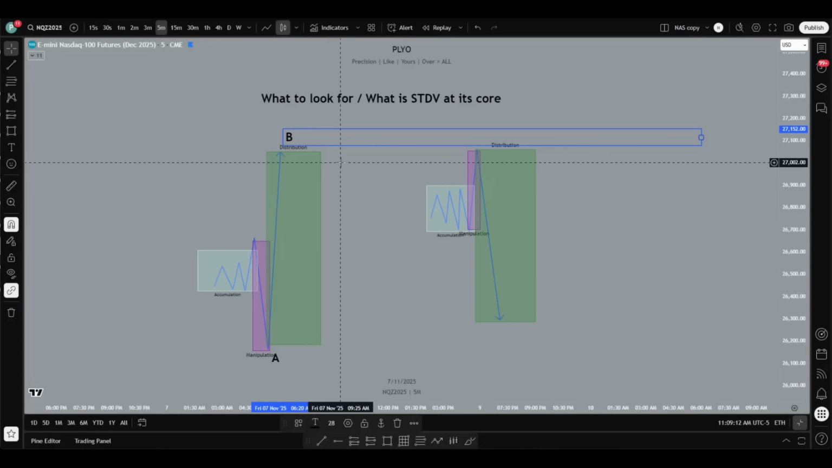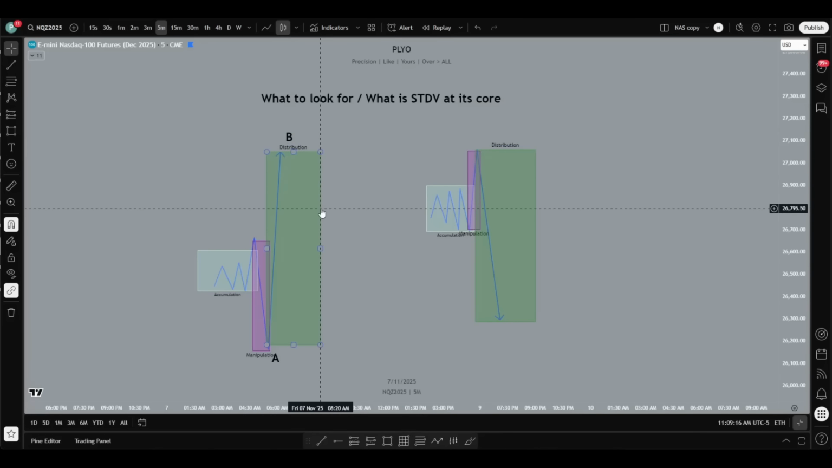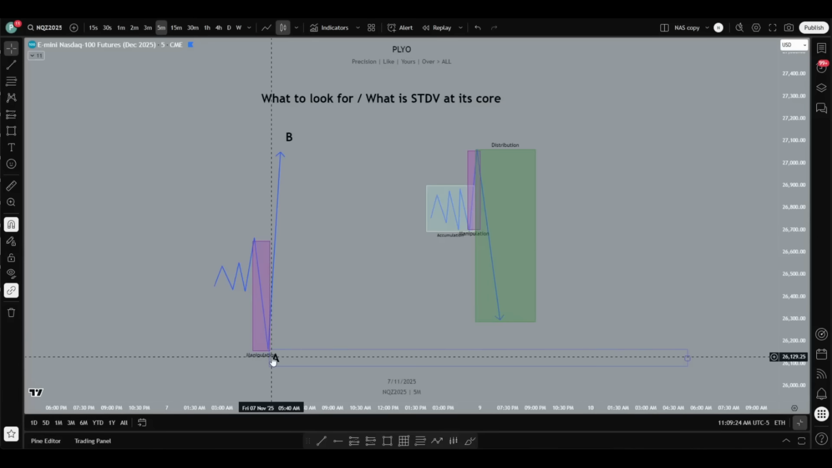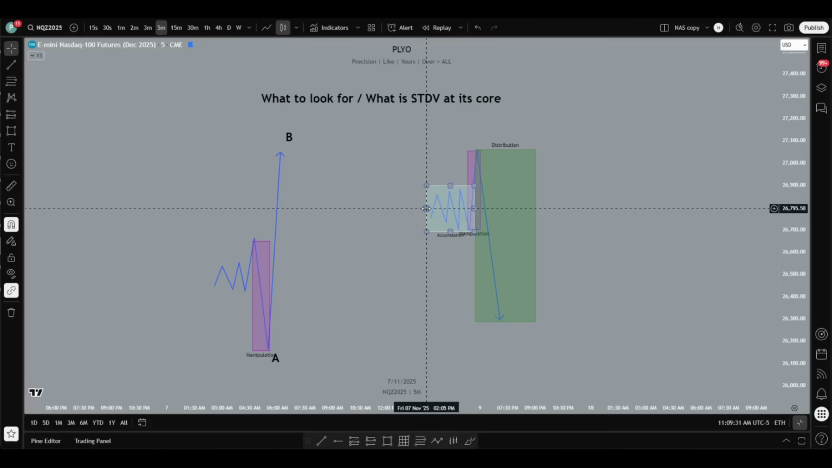Standard deviation's job, what you need to be looking for, we're simply focusing on the manipulation half, okay? We're only focusing on this, because standard deviation, when you draw it, your job is to simply grab the manipulation leg, which means we're only here to focus on the manipulation. And same thing here with the bearish example.